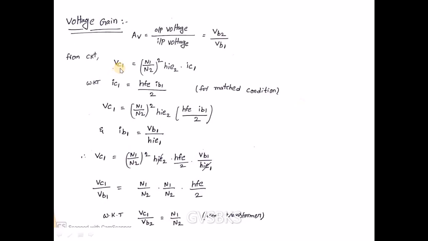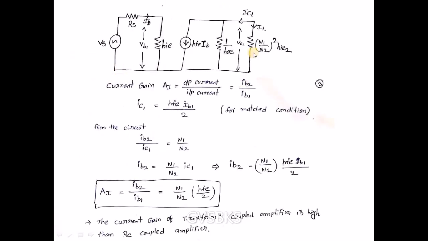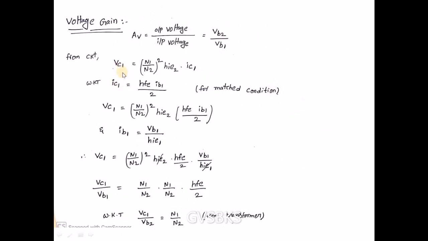And we know that VC1 is equal to N1 by N2 whole square into HIE2 into IC1. So this was written like the V is equal to IR formula. Okay, so VC1 is the output voltage. VC1 is equal to current IC1 into the resistance N1 by N2 whole square into HIE. V is equal to I into R. This is the VC1 equation, and we already know for the matched condition IC1 is equal to HFE IB1 by 2.